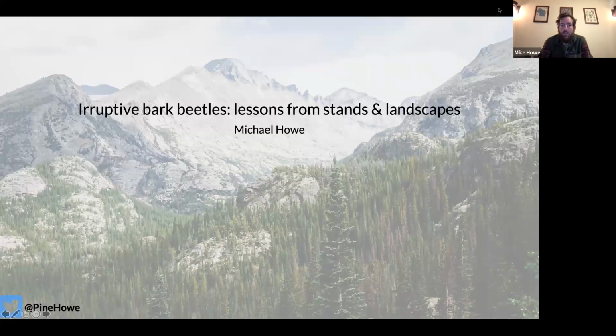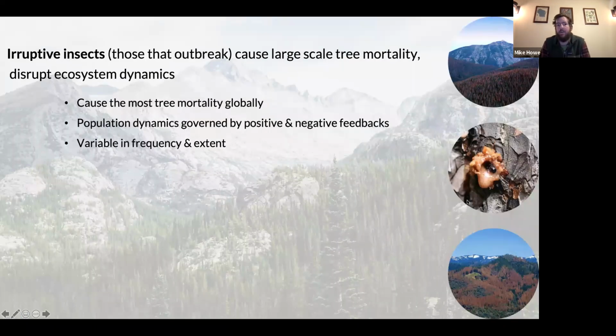So today I'm going to be talking about four stories about eruptive bark beetles and some lessons that we've learned from working at both stand and landscape levels. So eruptive insects are those that undergo intermittent outbreaks, cause large-scale tree mortality, which can ultimately disrupt ecosystem dynamics.